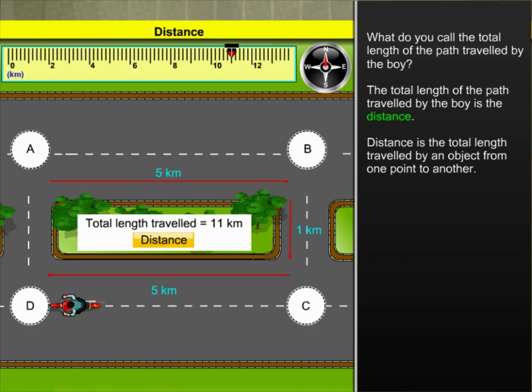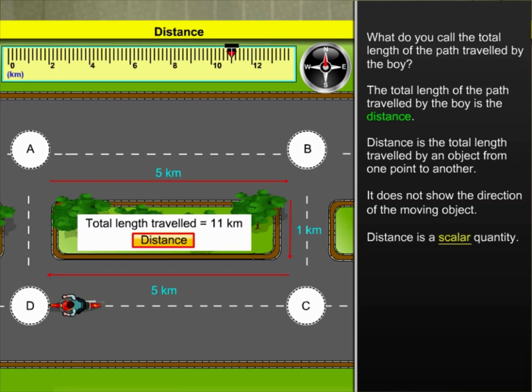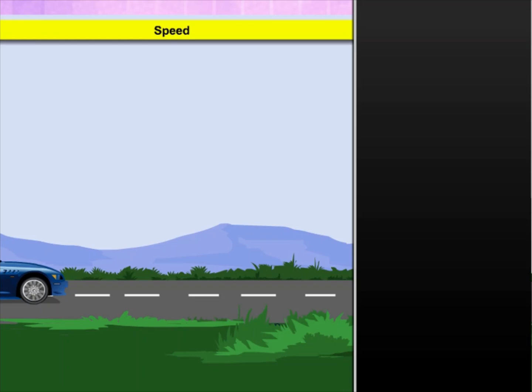Distance is the total length traveled by an object from one point to another. It does not show the direction of the moving object. Distance is a scalar quantity. It has only magnitude. The SI unit for distance is meter. Let us understand about speed.